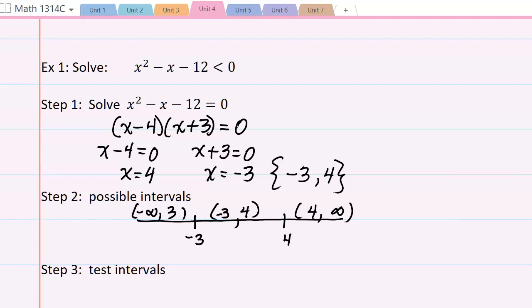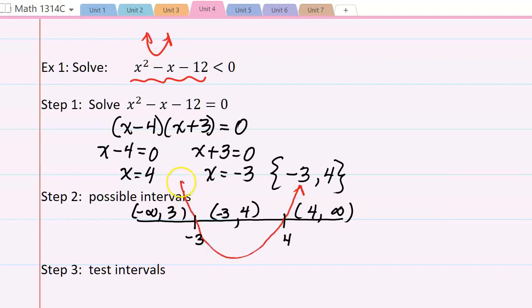For step 3, we need to determine which of these intervals are part of the solution. Let's use our knowledge of graphing quadratic functions to determine which intervals are part of the solution. From x squared minus x minus 12, we know that the parabola opens upward. So I'm going to draw a parabola going through -3 and 4 on my number line.